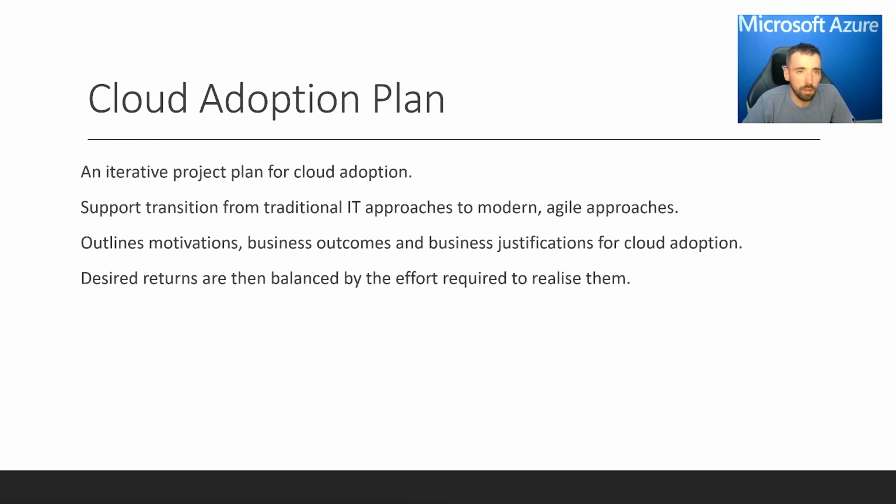Finally, we have the cloud adoption plan, and this is an iterative project plan for cloud adoption. It supports the transition from traditional IT approaches to modern agile approaches, and outlines motivations, business outcomes, and business justifications for the cloud adoption from the strategy phase. Desired returns are then balanced by the effort required to realise them. So we understand the effort that's required, and align it to the desired returns.